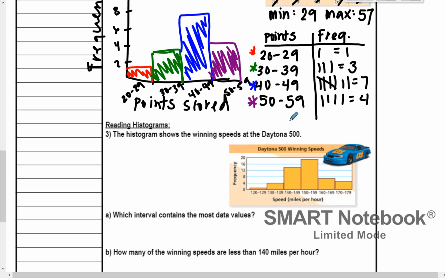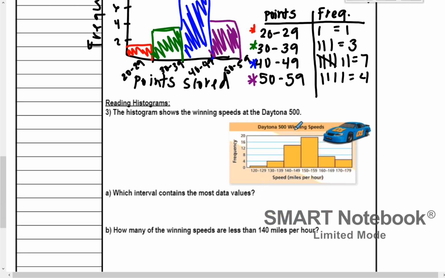The histogram shows the winning speeds of the Daytona 500. If you're not familiar with what that is, it's a car race for NASCAR. So these are the winning speeds. So the speeds that people who won the Daytona 500, what speed were they driving at? That is going to be recorded here. So down here are all of our speeds. Up here is how many drivers had said that.